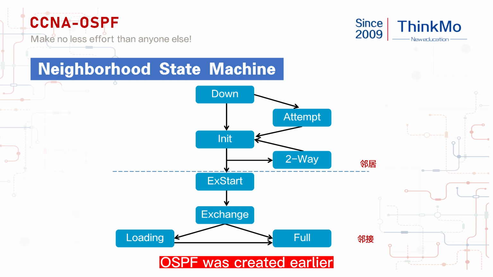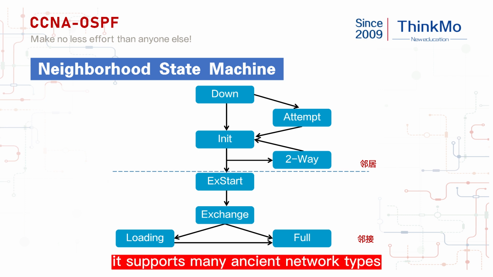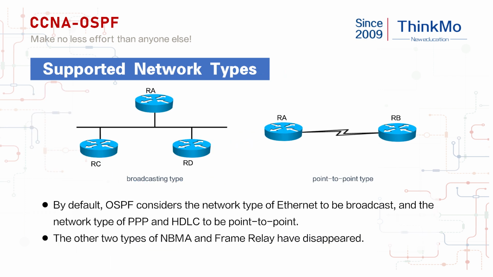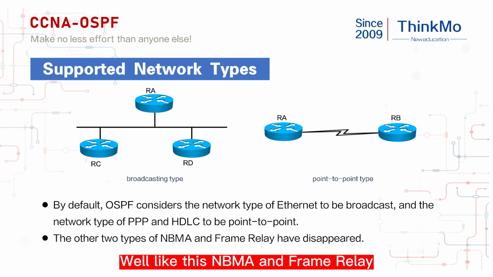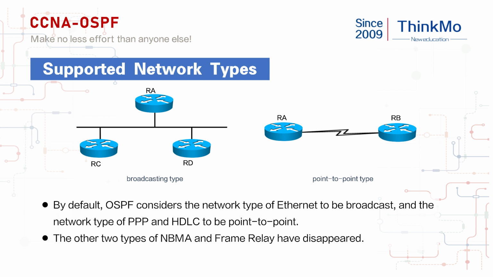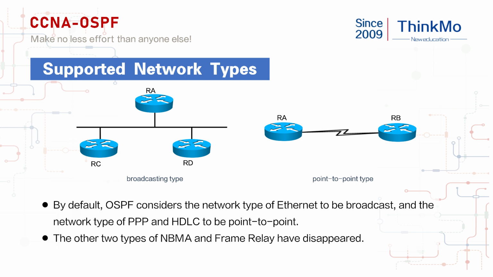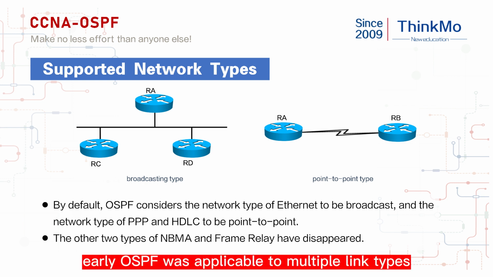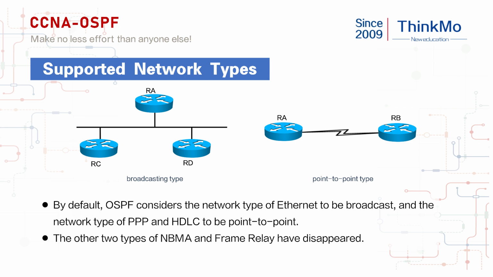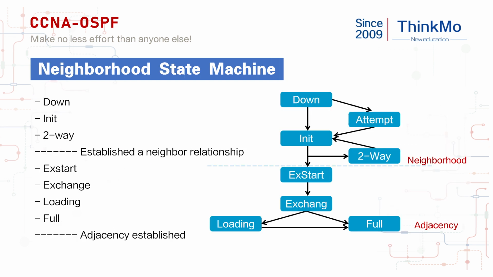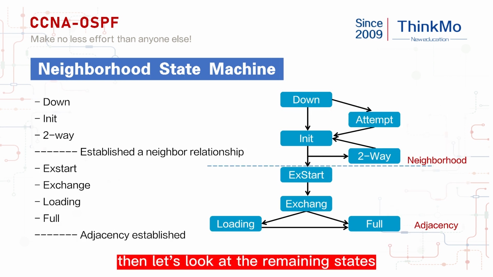OSPF was created earlier. It supports many ancient network types, like NBMA and frame relay. This environment is no longer seen. In fact, there are very few point-to-point operating OSPF. Early OSPF was applicable to multiple link types. It can support them. Then let's look at the remaining states.